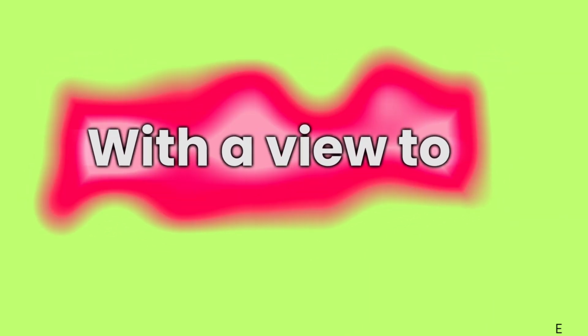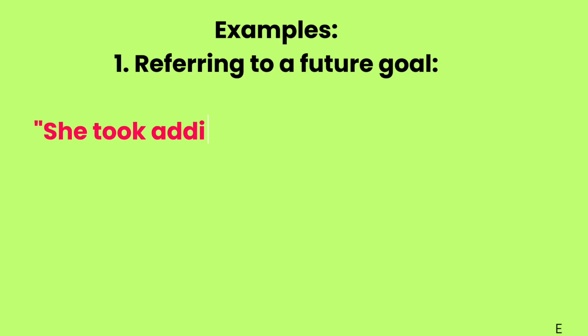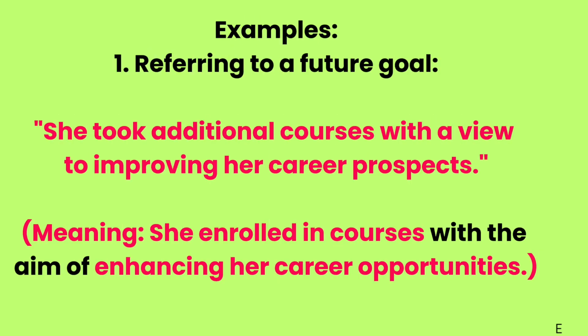With a view to. The phrase with a view to means with the intention, aim, or purpose of achieving something. It is often used to describe actions taken as part of a plan or goal. Examples. 1. Referring to a future goal. She took additional courses with a view to improving her career prospects. Meaning, she enrolled in courses with the aim of enhancing her career opportunities.